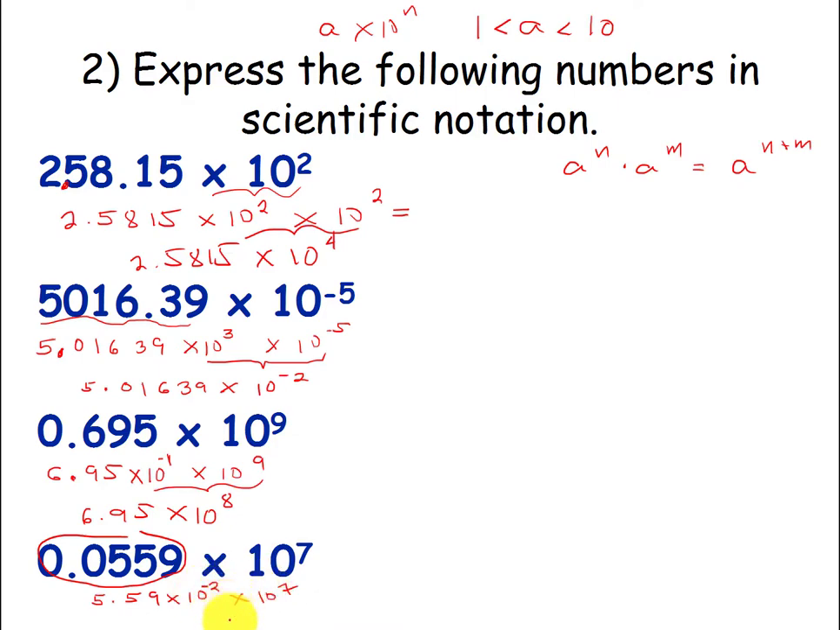So 10 raised to negative 2 times 10 raised to 7. We keep the base and then add the exponents. We will have 5.59 times 10 raised to 5. So this is actually our A, the base 10, and then the exponent is equal to 5.